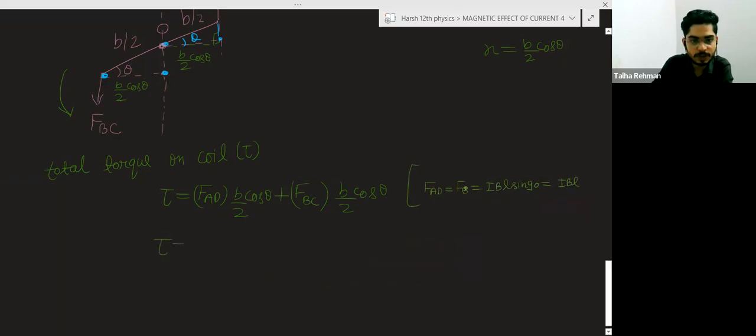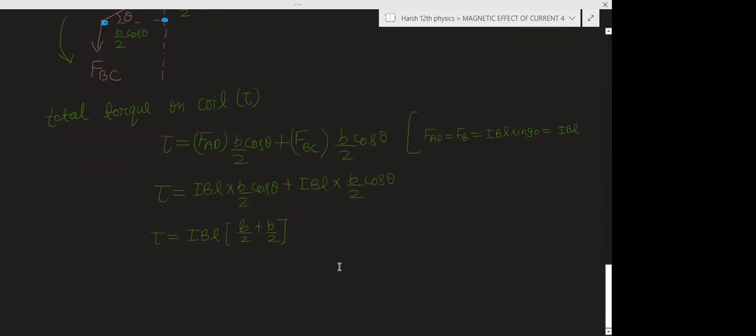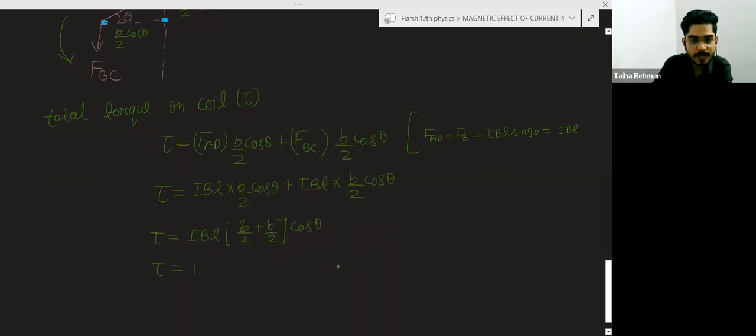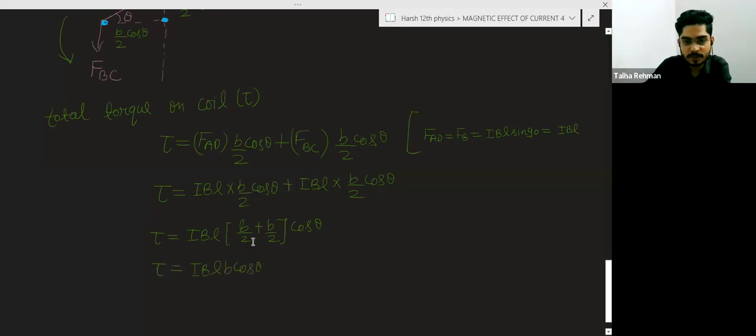So total torque on the coil is current I into b into L into b by 2 cos theta. Here you will put again I b L into b by 2 into cos theta. I b L you will take common. So here will be your b by 2, and b by 2 and b by 2 will be b, and then cos theta. So here your torque will be I b L b into cos theta, because this b by 2 and b by 2 will become b. So finally, you will have this torque.